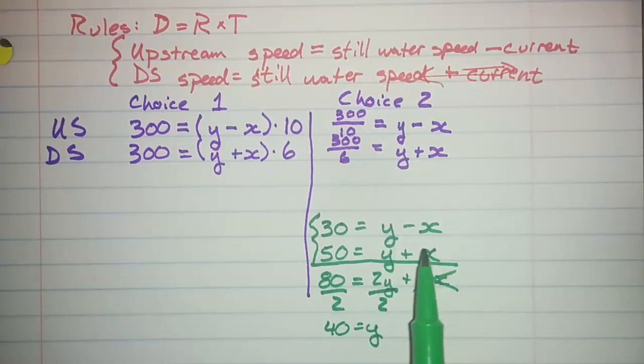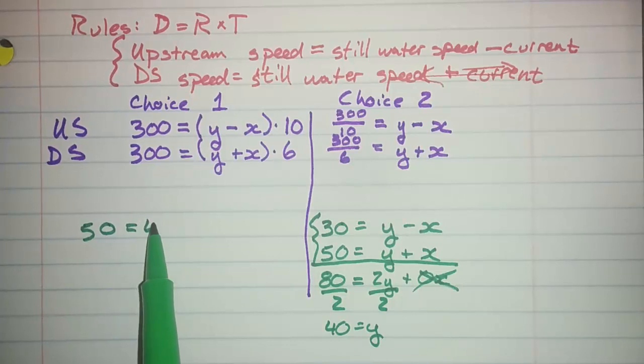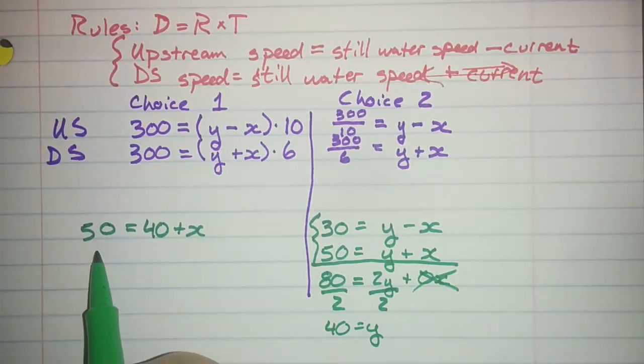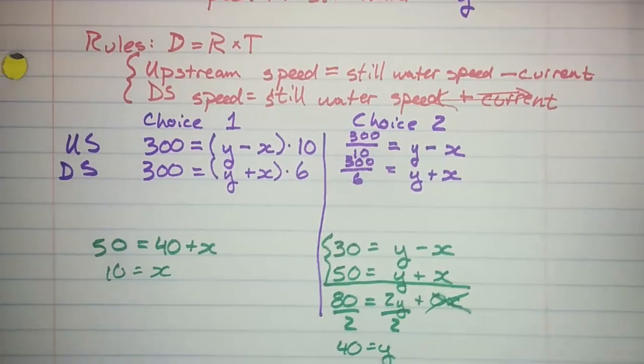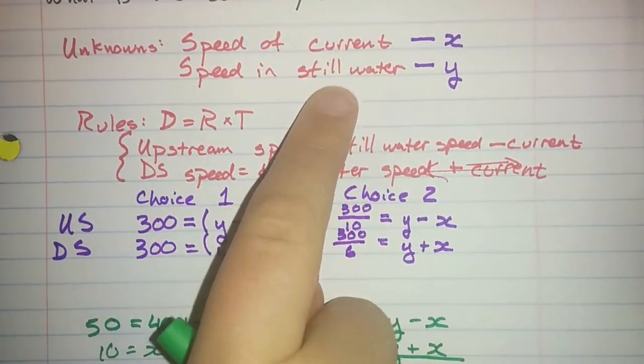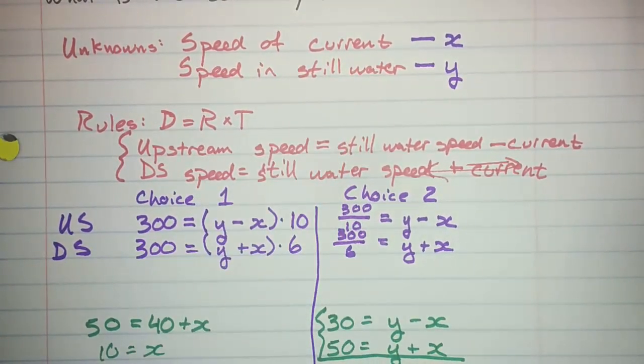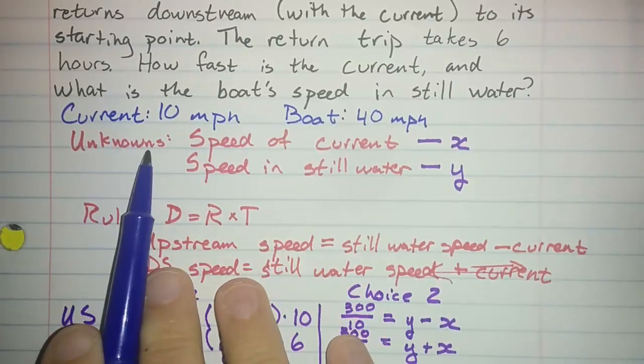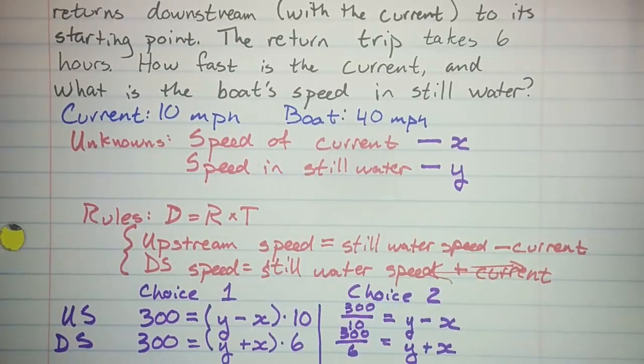Maybe you can just look at this and find x. If not, 50 equals 40 plus x. Subtract 40 from both sides, and I get 10 is x. Okay, now I've solved the model. I'm ready to answer the question. Remember, x was the speed of the current, y was the speed in still water. So my answer will be the current goes 10 miles per hour, the boat would go 40 miles per hour in still water.